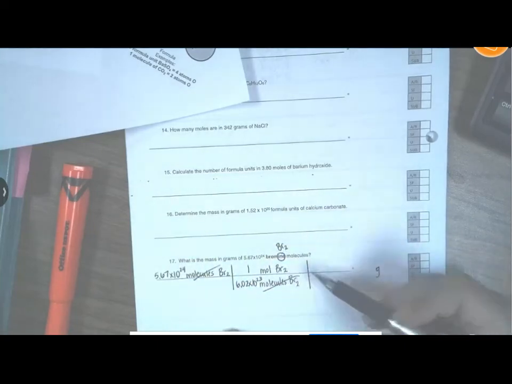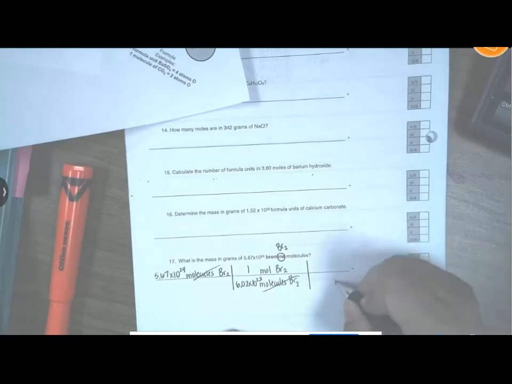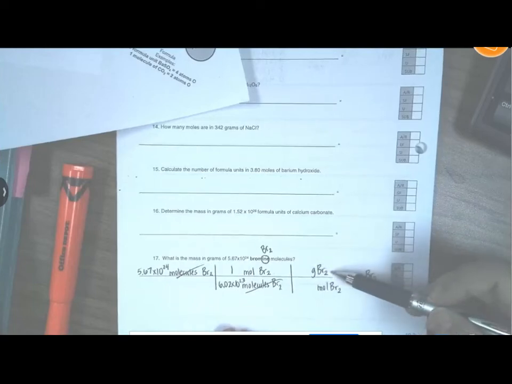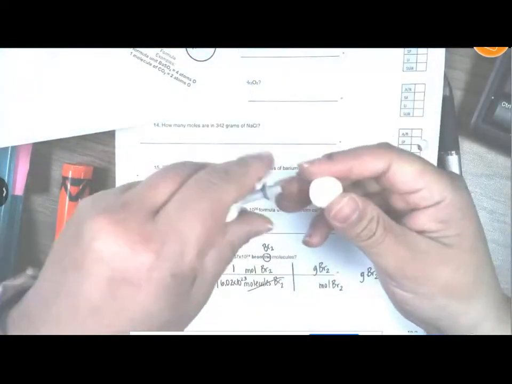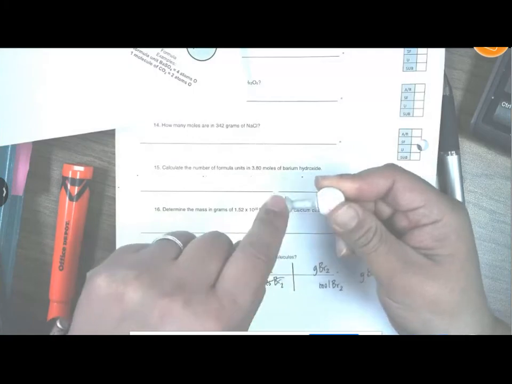I don't want moles of Br2, I want grams of Br2. So I'm going to put mole of Br2 down here, gram of Br2 up here. And this is where students still start to struggle with, what does this mean? Well, right, if I had Br2, these 2 would be green, right? I can't just count 1 of these, I have to count 2 of these.